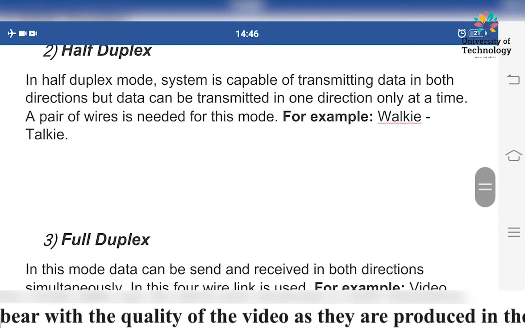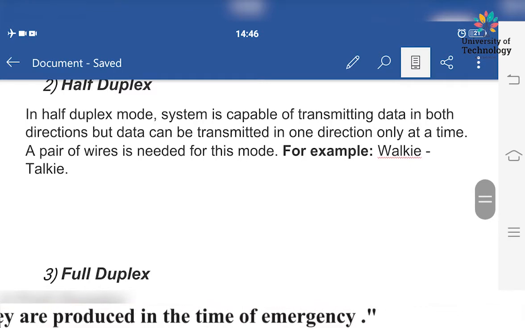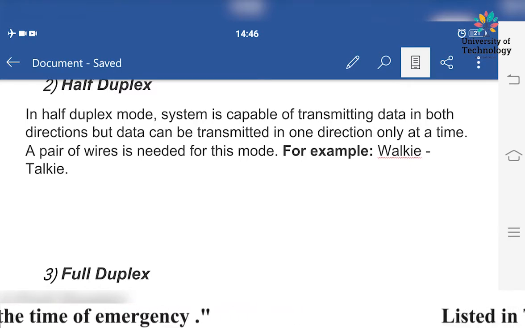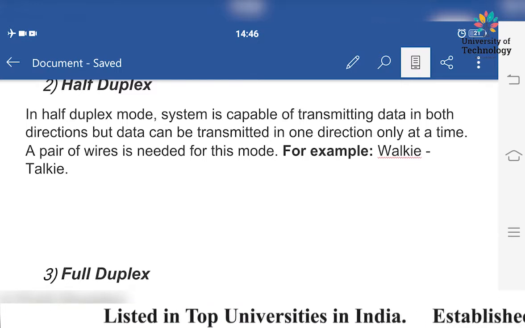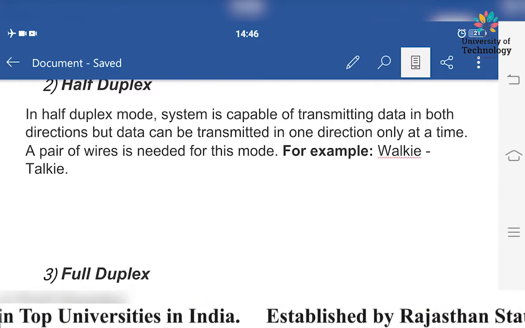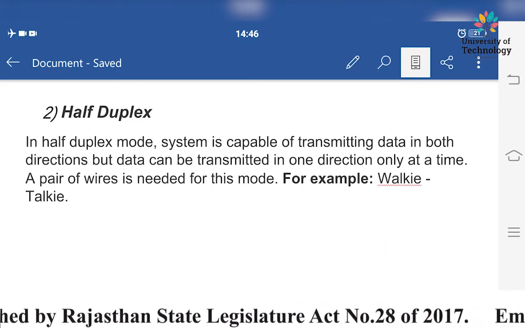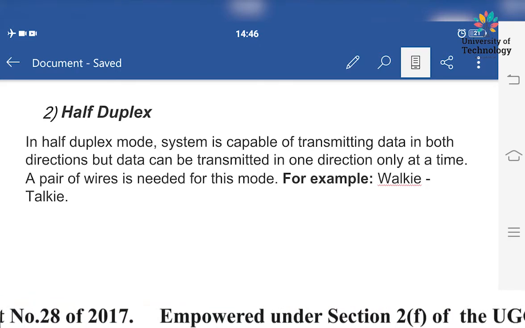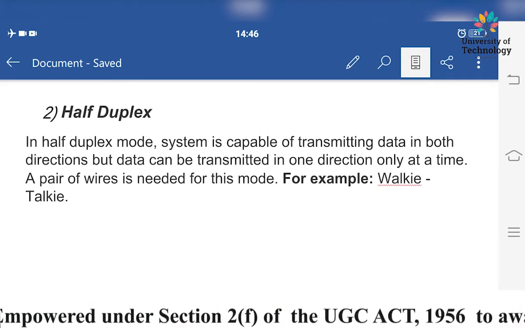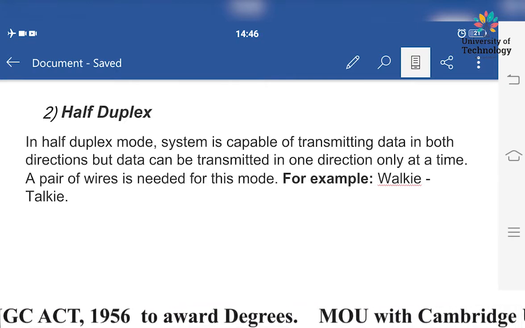Then we discussed half duplex. What is half duplex? In half duplex, what is the difference between half duplex and simplex? In simplex, data can be transferred in one direction only, whereas in half duplex we discussed that it can transfer in both ways, but only one at a time, one direction at a time.